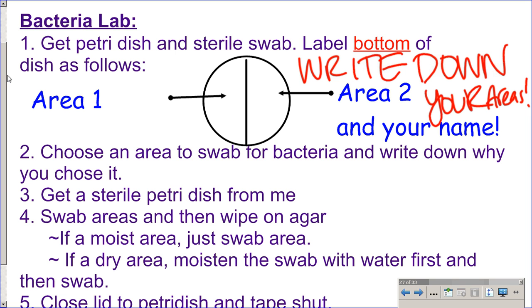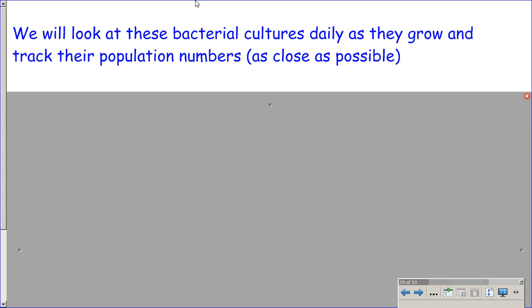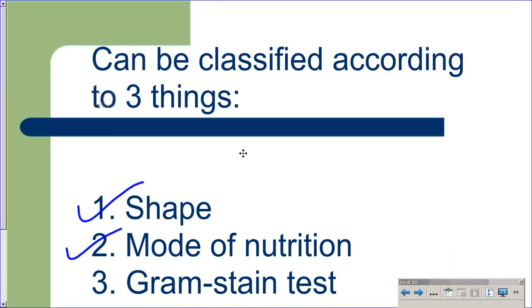Hurry up. You have 1 minute. The whole class is waiting on you. Thanks, guys. Make sure you write down your areas in your notebook and maybe draw yourself a picture. Write it in your book too, just in case the petri dish is lost. Put your initials. Bacteria lab. It's pretty simple.